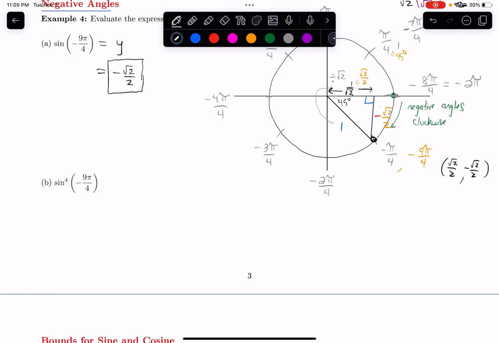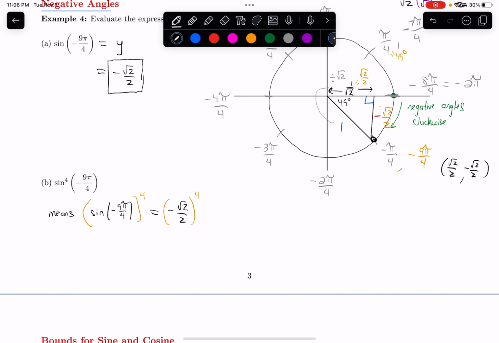Part B says sine, with a little 4 in the exponent, and then my angle. This might look a little weird, but this is how we write exponents on trig functions. What this actually means is we do sine of negative 9 pi over 4 first, and then take the 4th power of whatever that is. We just worked out what sine of negative 9 pi over 4 is. That's negative root 2 over 2, and that whole thing we are raising to the 4th power.